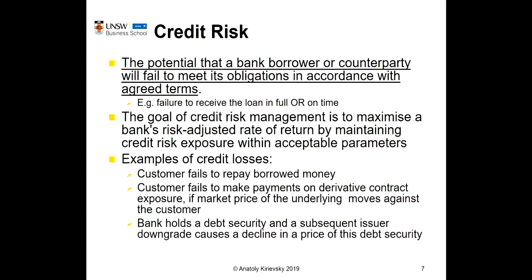Well, it can be defined as the potential, right? Because we're talking about the risk. If you know that something has happened, if somebody has already defaulted on their obligation, if somebody owes you money and said that they're not going to pay, that's not so much a risk, that's a loss. So the risk is the potential that a borrower or a counterparty, so a borrower is someone you lend money to, a counterparty is somebody you do a transaction with, will fail to meet its obligations in accordance with the agreed terms.